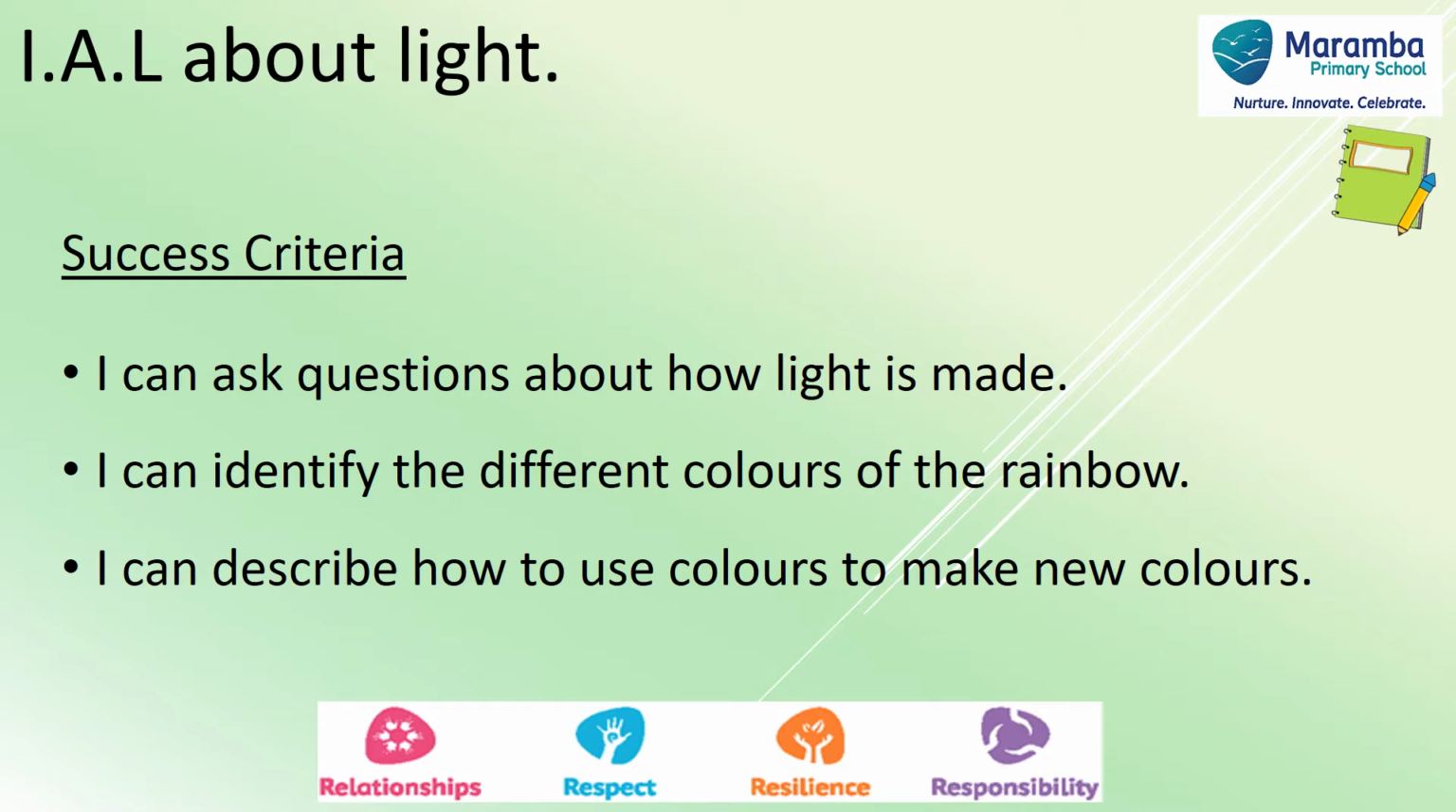So, for our first lesson, our learning intention is I am learning about light. And to be successful, our success criteria is I can ask questions about how light is made, I can identify the different colours of the rainbow, and I can describe how to use colours to make new colours.